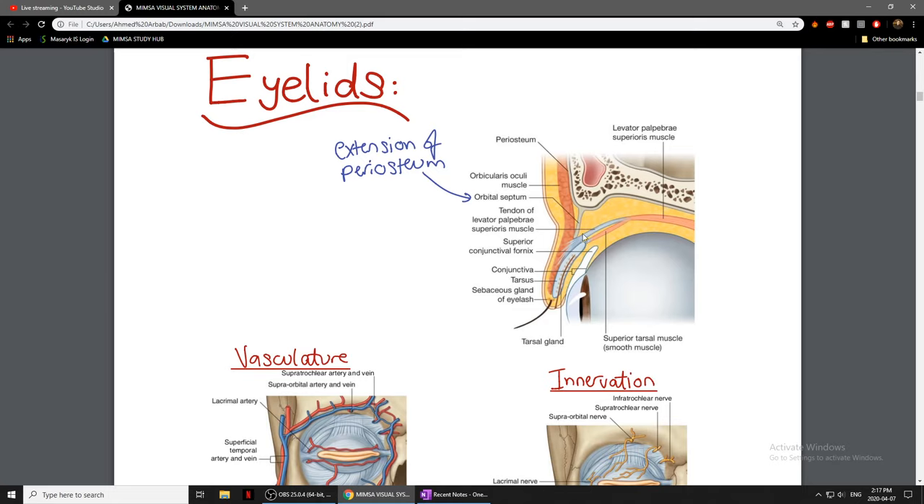Right underneath that we have the tarsal plate, which is a thick disc of connective tissue. This disc is a main structure in the eyelid because it is where the tendon of the levator palpebrae superioris inserts. This muscle is the major muscle that controls the opening and closing of the eyelids. Alongside it is another muscle, the superior tarsal muscle, which is a smooth muscle. So the levator is voluntary, but the superior tarsal muscle is smooth muscle.